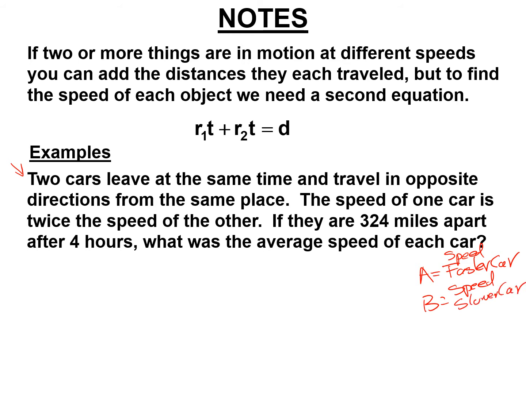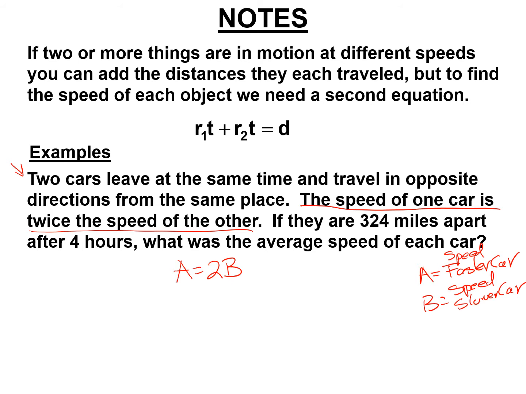All right, so then we're going to have two equations here. I can already see that. How can I see that? Well, there's one equation right there. The speed of one car is twice the speed of the other. So using A and B, let's try to write an equation for that. Well, A equals 2 times B, right? A is the faster car, so its speed is twice the slower car.